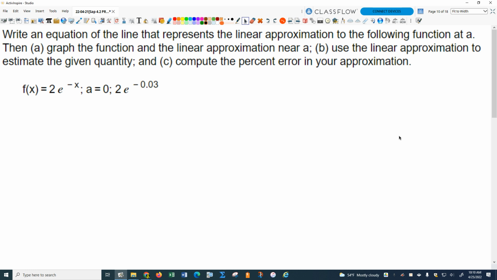For that function, at what value are we, what's our convenient point? I wish they wouldn't give it to us, but they did. What's our convenient value we're choosing? Our point of tangency is going to be at x equals 0. Yeah, because negative 0.03 is very close to 0, which is an easily calculable output. Okay, so try that.